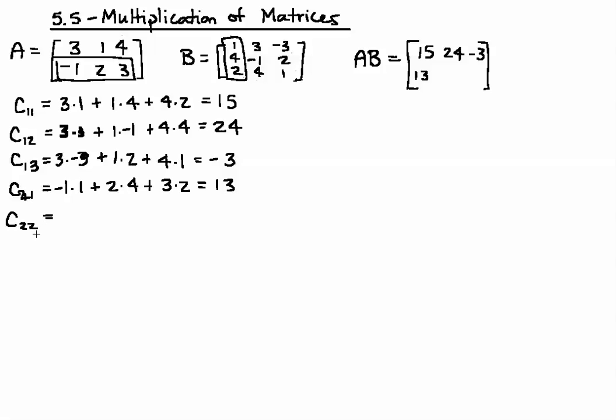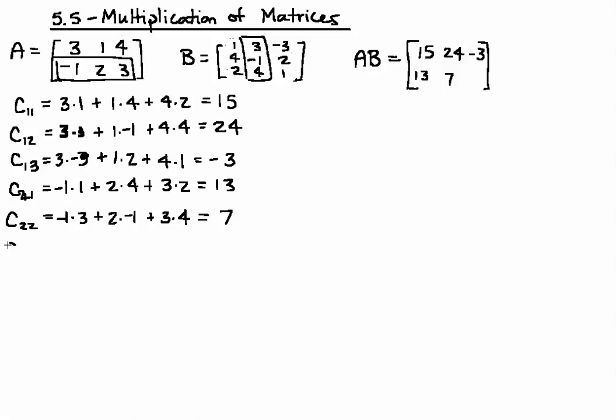And now we're ready to multiply the second row times the second column. -1 times 3, plus 2 times -1, plus 3 times 4. That's -3 plus -2 is -5. -5 plus 12 is 7.